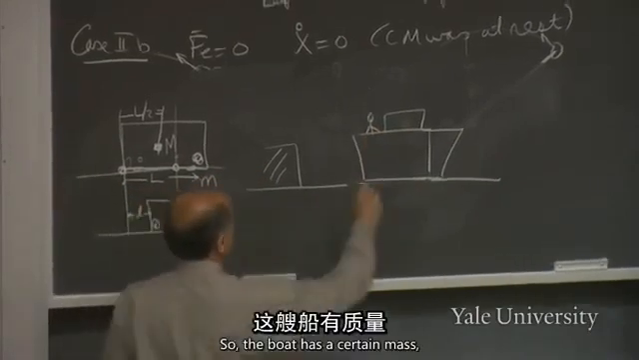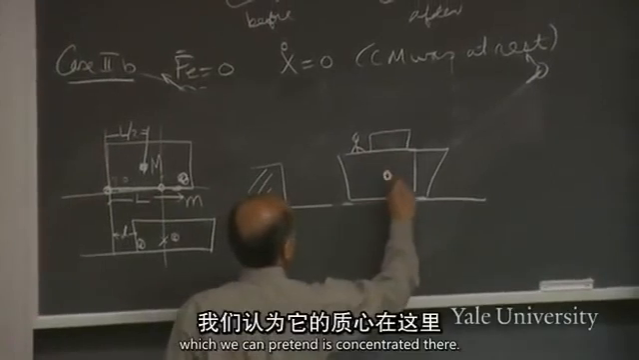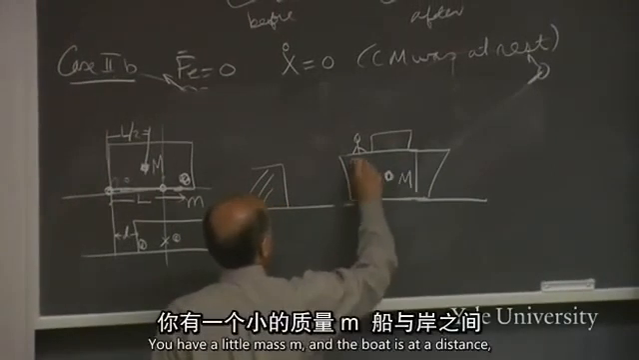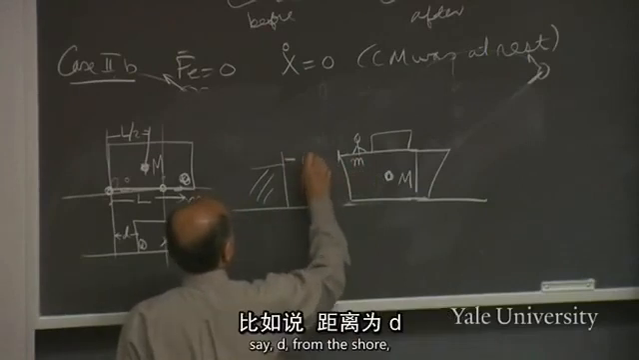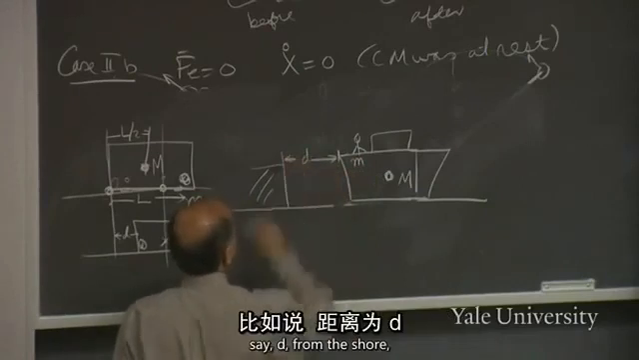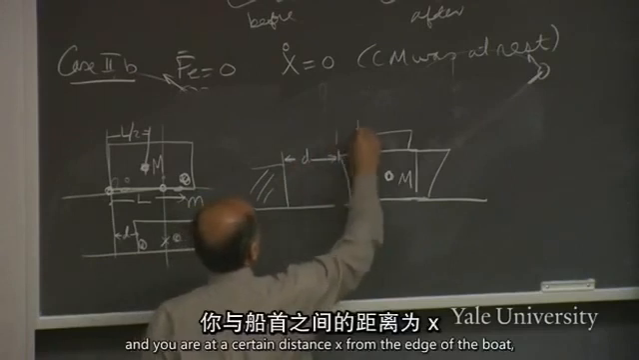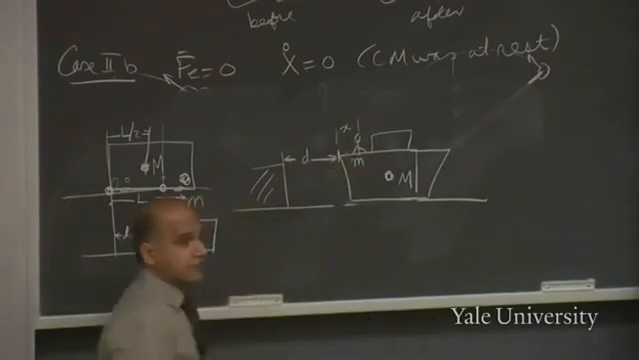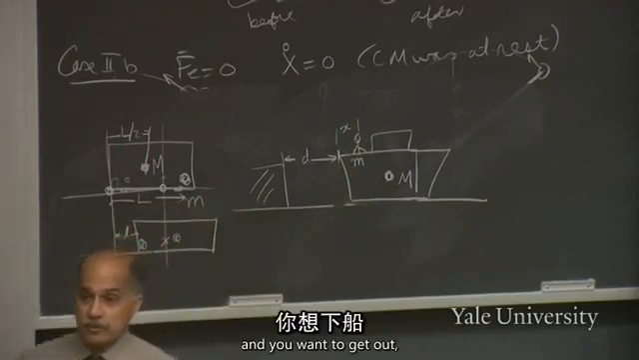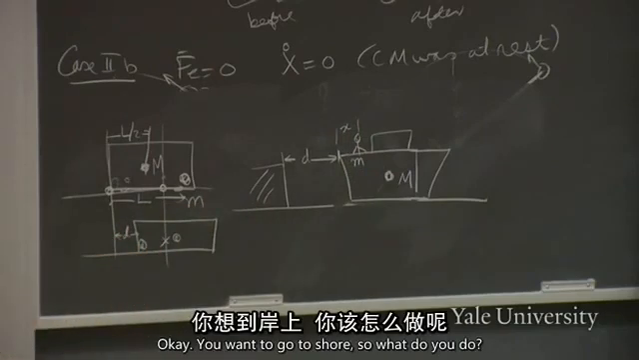So the boat has a certain mass, which we can pretend is concentrated there. You have a little mass m, and the boat is at a distance, say d, from the shore, and you are at a certain distance x from the edge of the boat, and you want to get out. Okay, you want to go to shore.